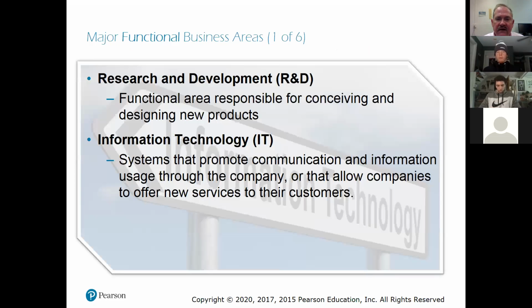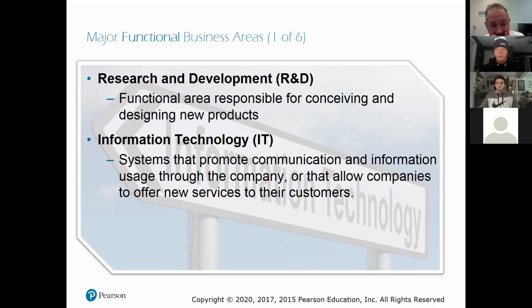Okay, so every company has different functional business areas, and they're standard all throughout all companies. So, you have a research and development area. Not all companies have research and development because not all of them need it. But, you certainly would find an amazing research and development area at Apple. Not so much with Walmart, okay? Because, I mean, it is what it is.